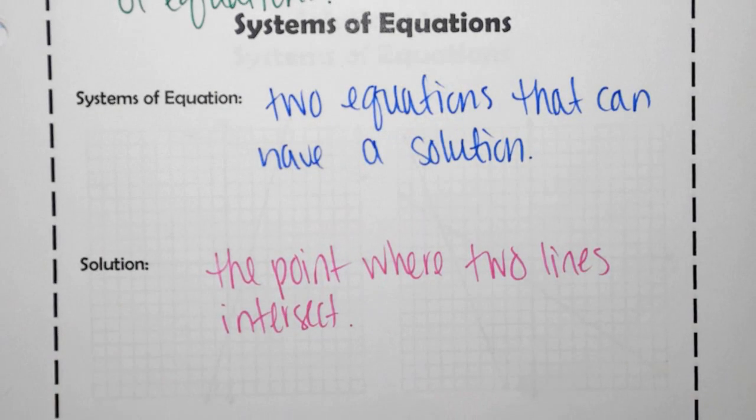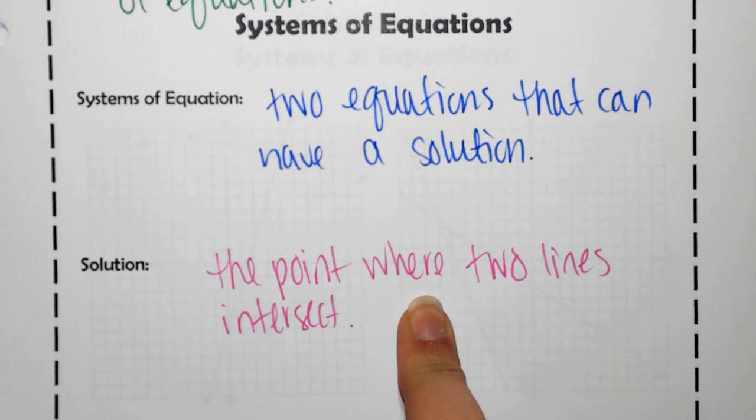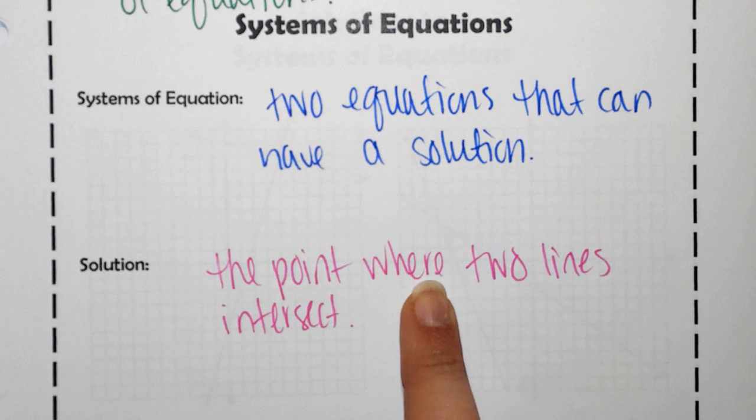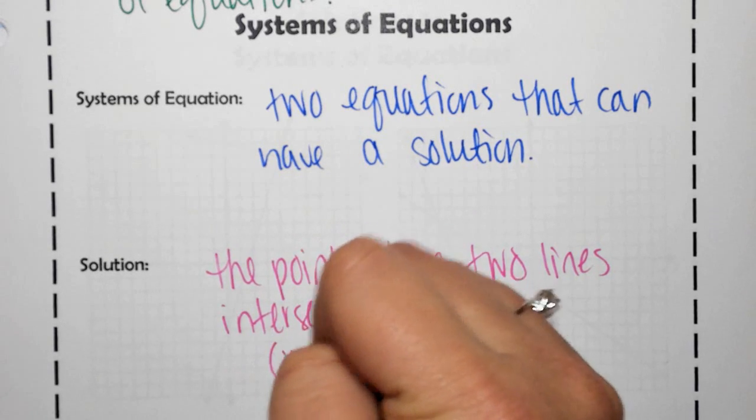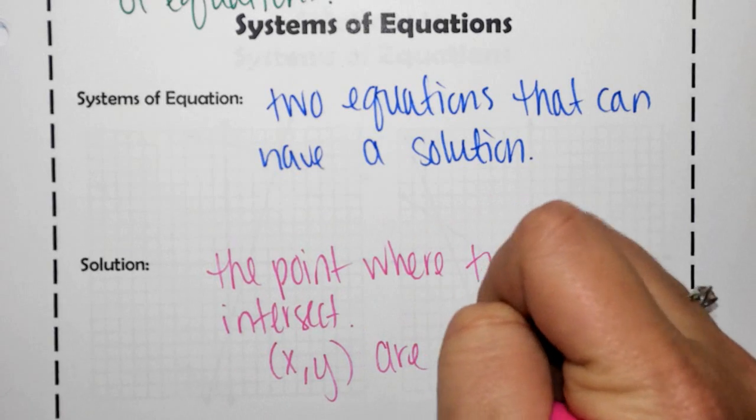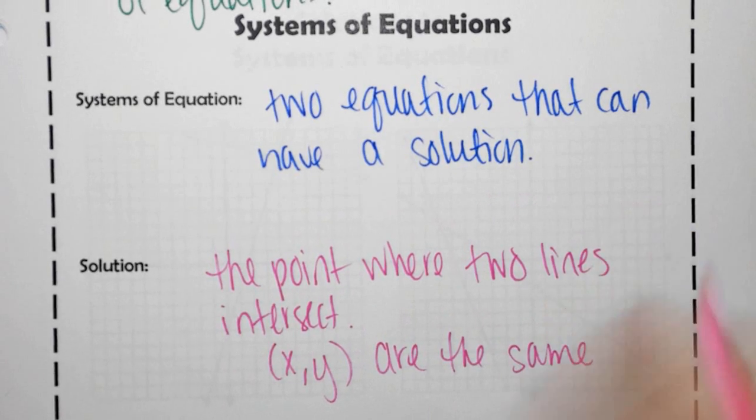Now, what about if we don't have a graph? How do you think we would identify it if we don't have a graph? Solving it how? By figuring out what x and y are, but what do they have to be for the point to be the same? They have to intersect, so what do they have to have in common? x and y have to be what? The same. Awesome. So x, y are the same.